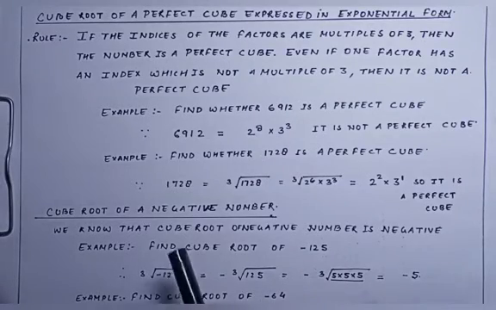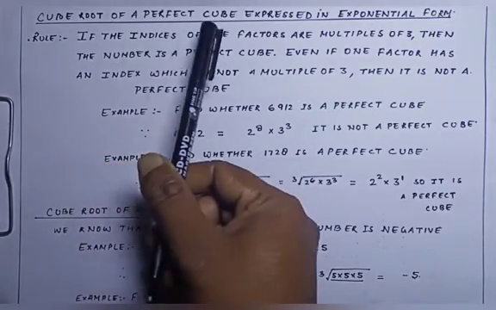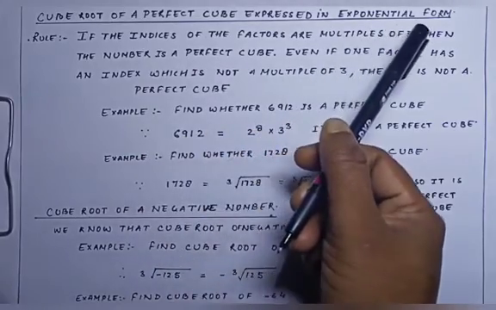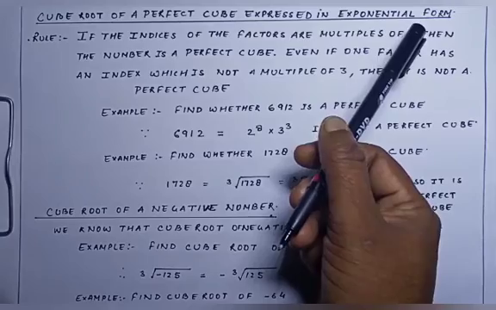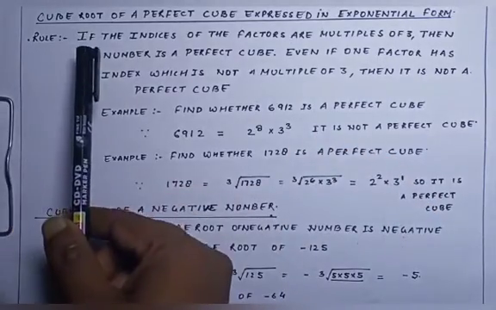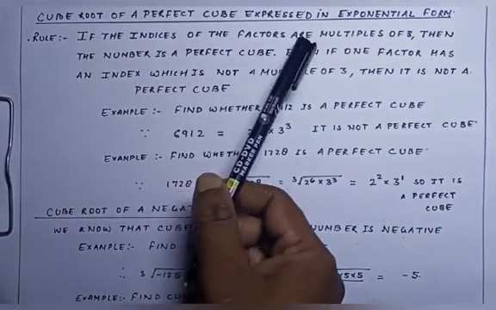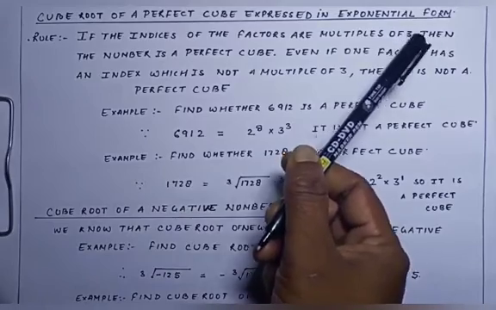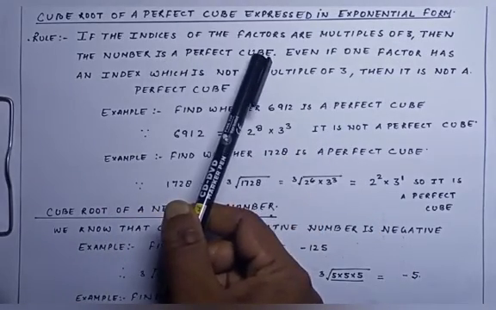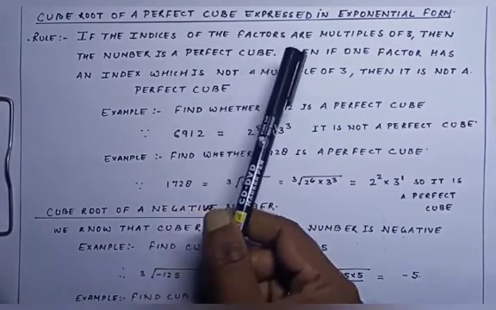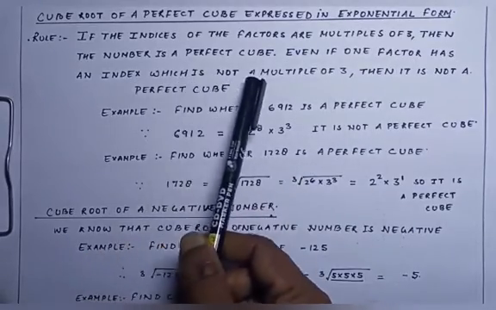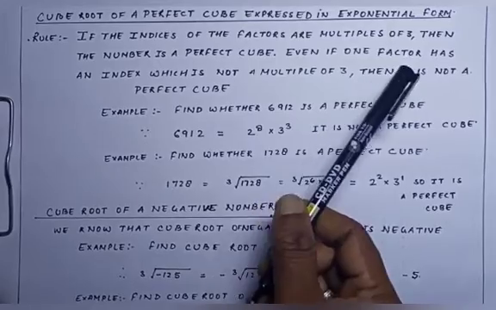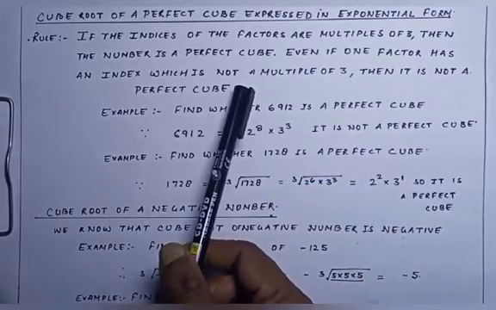Let us move to another topic, that is cube root of a perfect cube expressed in exponential form. There are two rules that we have to keep in mind. The first rule says that if the indices of the factors are multiples of 3, then the number is a perfect cube. Second rule, even if one factor has an index which is not a multiple of 3, then it is not a perfect cube.